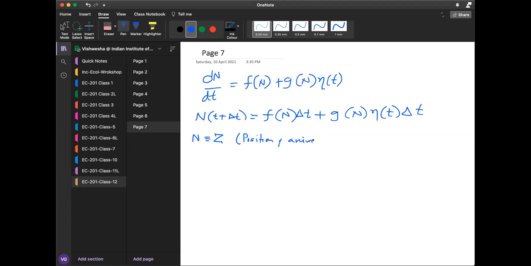See, n can be any variable. No, it doesn't have to be population density, right? This is a general equation, right? N could be concentration of chemicals. N could be anything you like, right? So let's call n equal to the position of the animal. Is that fine?